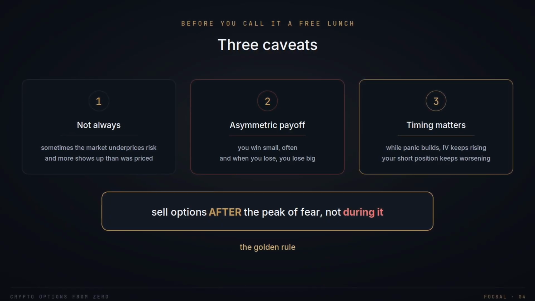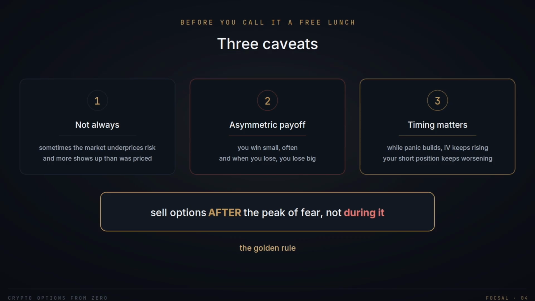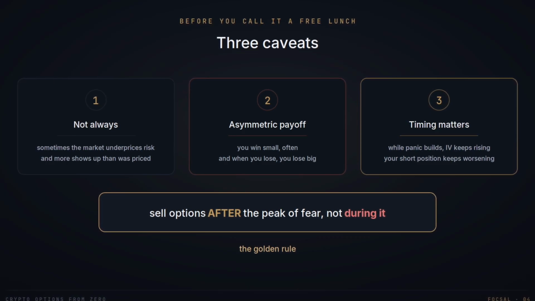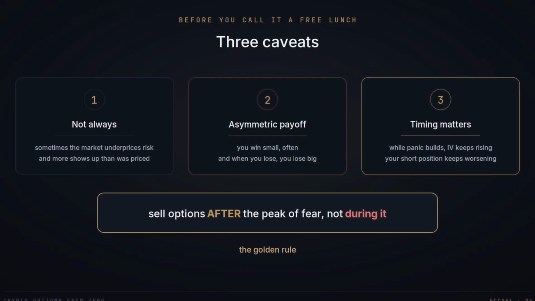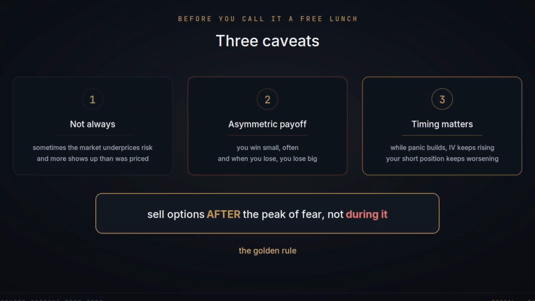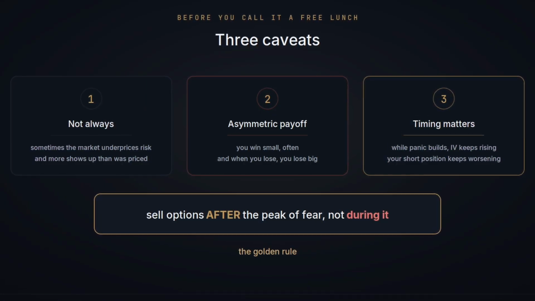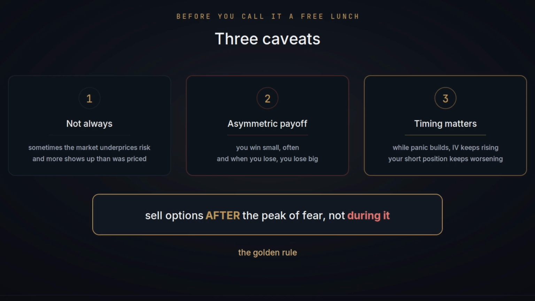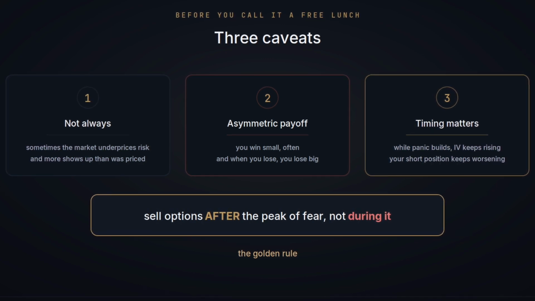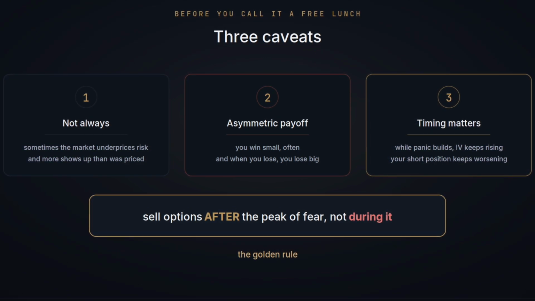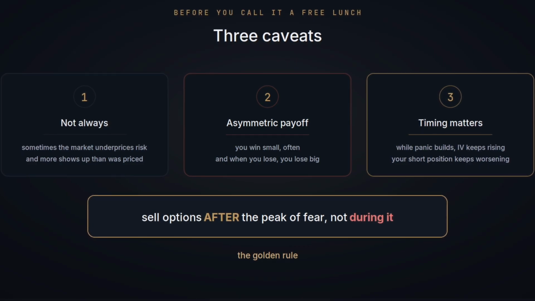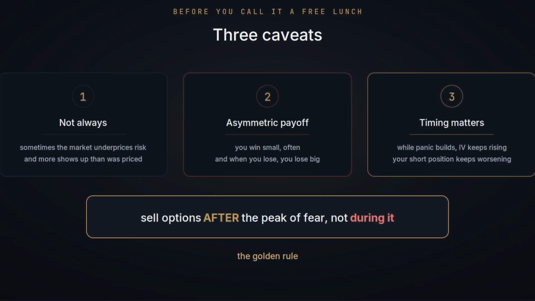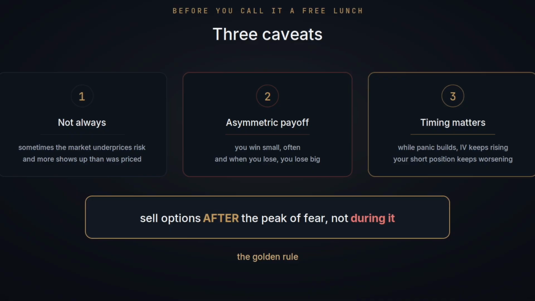One violent event can eat months of gains. Third, practical. Timing matters. There's a rule worth writing down. Sell options after the peak of fear, not during it. Because while panic is still building, IV keeps rising, and your short position keeps getting worse. It's only once the market starts calming down that the premium begins draining in your favor.